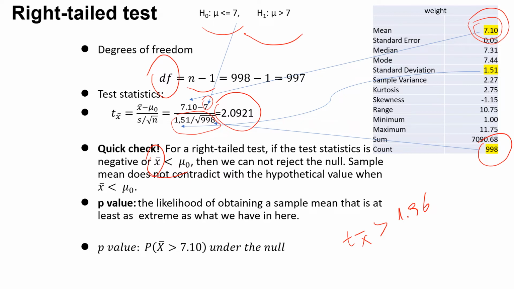Now, the last statistic is the p-value. The p-value is, if the null is true, the likelihood of observing a sample mean as such, 7.10, when the null is true. This probability measure will be our key statistic for making a decision about our null hypothesis.